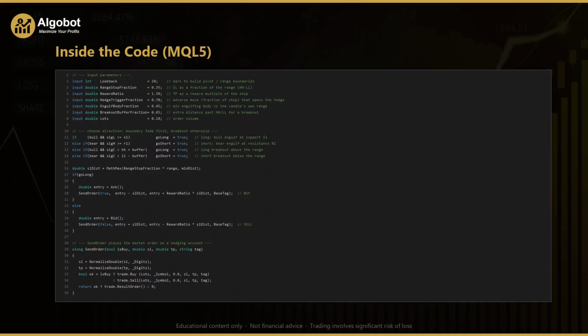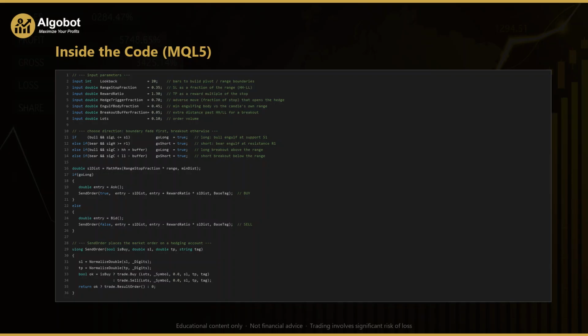Below that is the decision block. The strategy checks 4 conditions in order. If a bullish engulfing has a low at or below the support boundary S1, it sets the long flag. If a bearish engulfing has a high at or above the resistance boundary R1, it sets the short flag. The last 2 lines handle breakouts above the range high or below the range low when no reversal applies. Then the orders are placed.